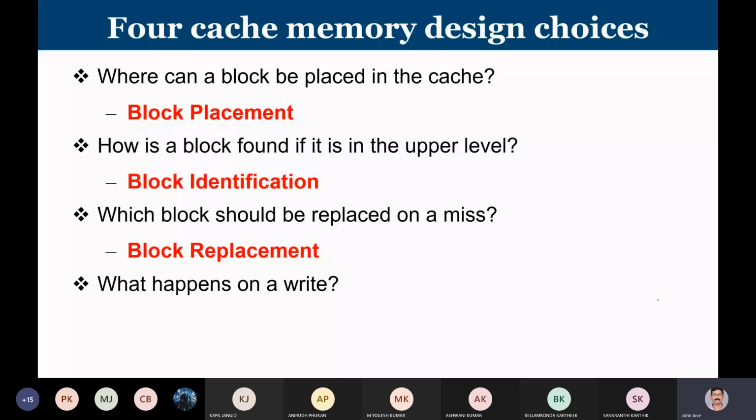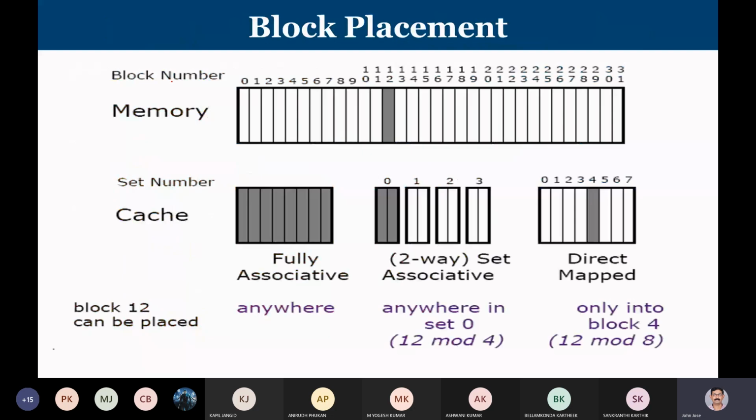And what happens on a write? That is known as the write strategy. When there is a write I have to do, if it is a write miss, what will I do? So any cache memory design involves 4 design issues. How do I place? How do I identify? Which one to be replaced when there is a miss? And what will happen if there is a write operation?